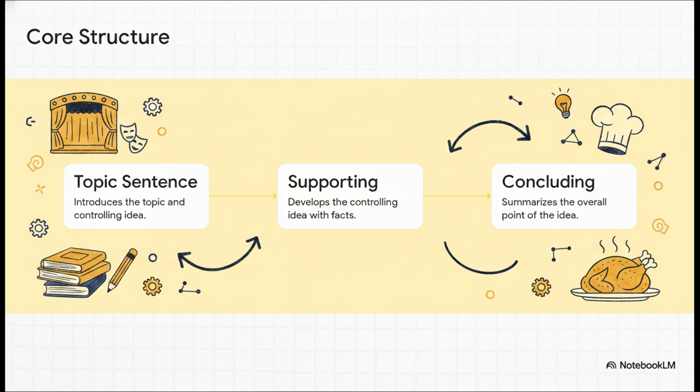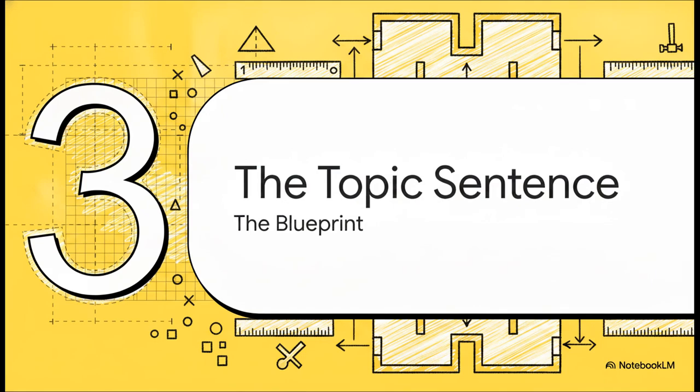As our source material points out, whether you're writing a dense academic essay about the rules of acting, or you're just writing a quick guide on how to roast a chicken, this exact same formula is the engine that drives your communication forward. Section 3. The topic sentence. Your blueprint.